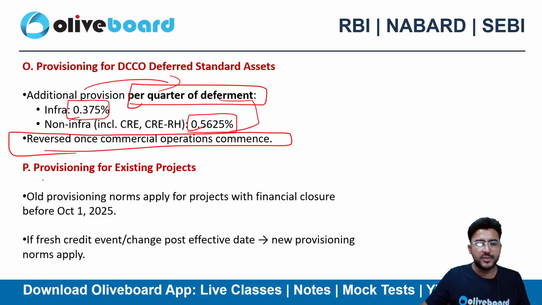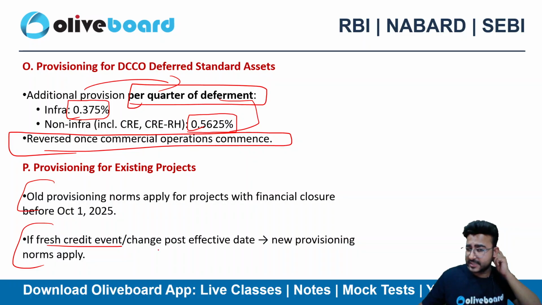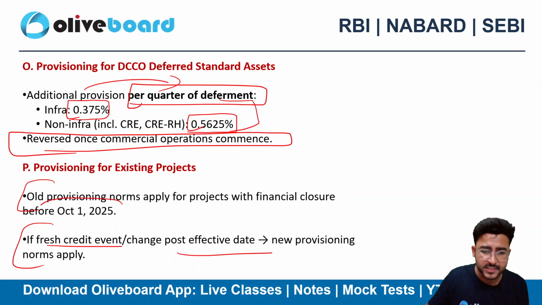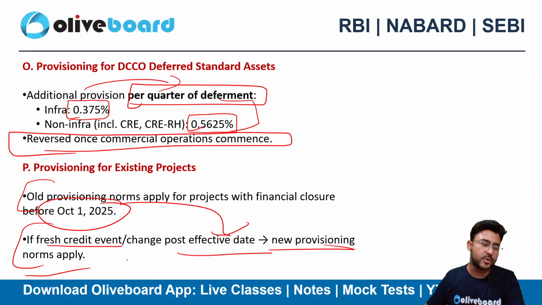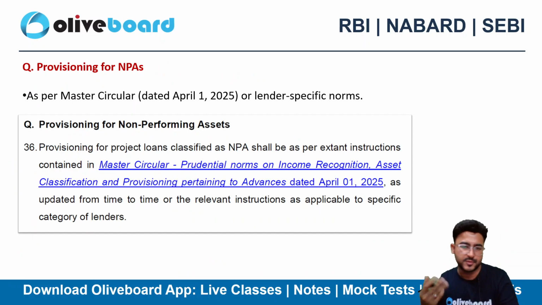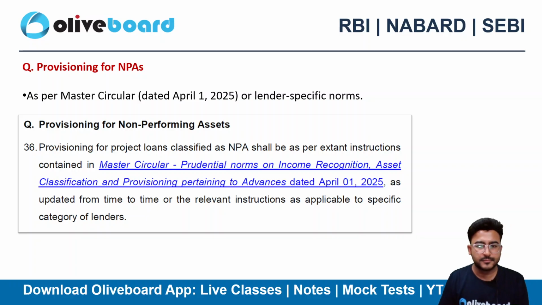Provision for existing projects, old norms जो हैं वो चलते आ रहे हैं आपके, and if fresh credit event or any kind of change takes place post the effective date, which is the 1st of October 2025, then new provisioning norms will apply, right? ये circular ही 1st of October से चालू होने वाला है, तो new provisioning norms भी वहीं से चालू होंगे. Okay.